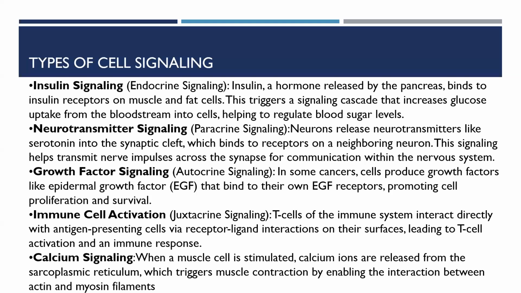Neurotransmitter signaling: at the neuromuscular junction, neurons release neurotransmitters into the synaptic cleft, and then they pass signals from neurons to the muscles. That is happening via chemical substances called neurotransmitters. Growth factor signaling, immune cell activation, and calcium signaling are all types of cell signaling processes.